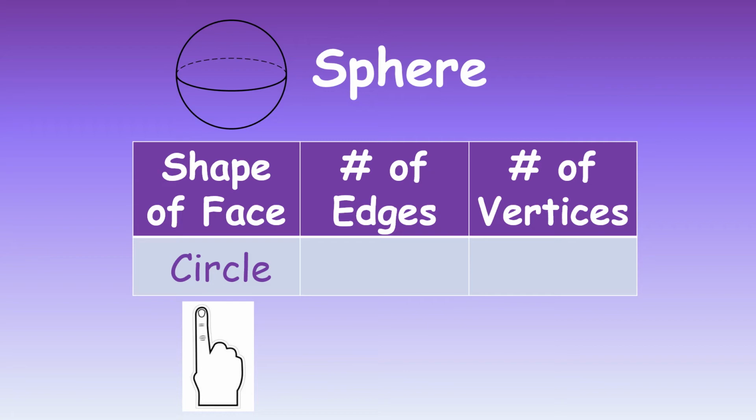How many edges does a sphere have? It has 0 edges. So, 0 squats. You get to take a break.